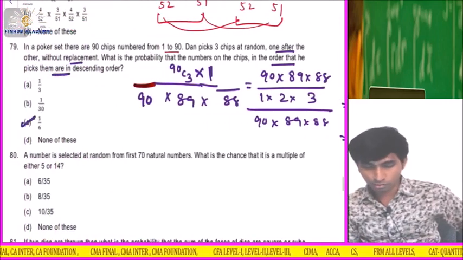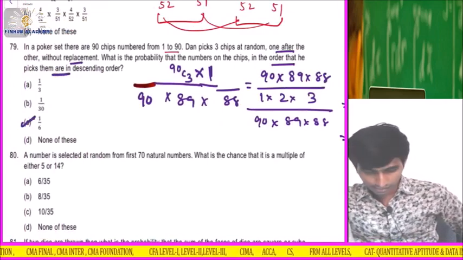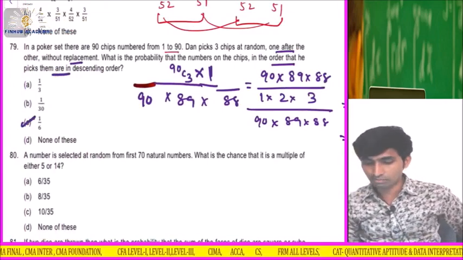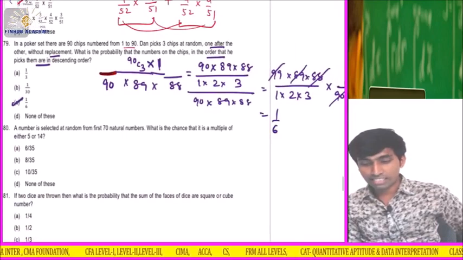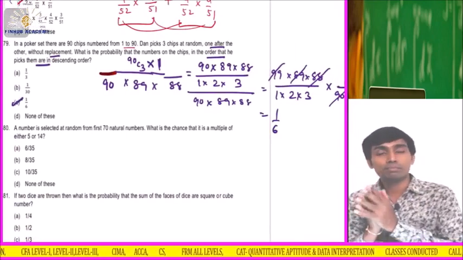Let me check the answer. 1 by 6 is option C. Answer is C, 1 by 6. Is this clear? So very easy stuff. When we saw the question, it seemed to be very difficult, but it's very easy.